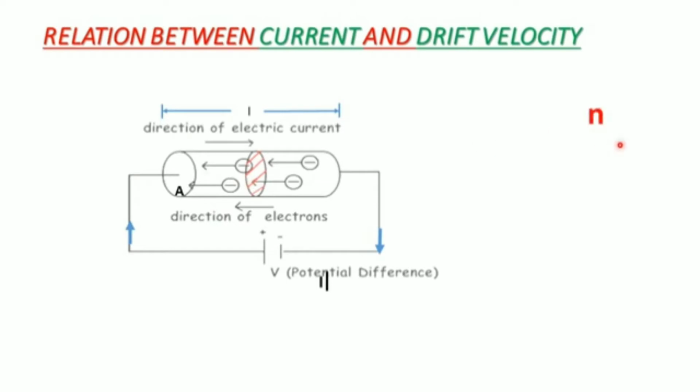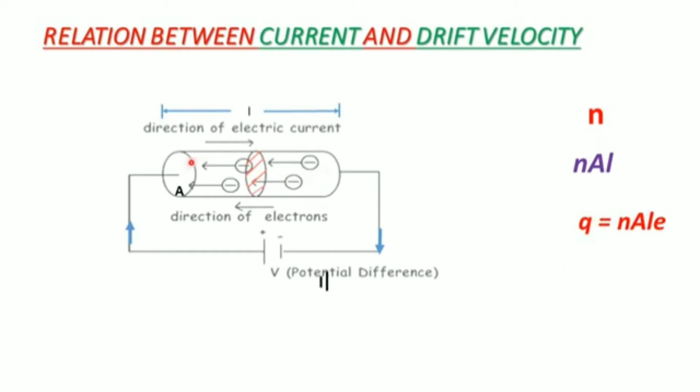Now let n be the number density of the electrons, meaning the number of electrons in unit volume of this conductor. So how much is the volume of this conductor? A into L. So total number of free electrons in this conductor will be nAL. So how much charge will be contained by these free electrons? Multiply it with the charge of electron. That will be nALe. That is Q.